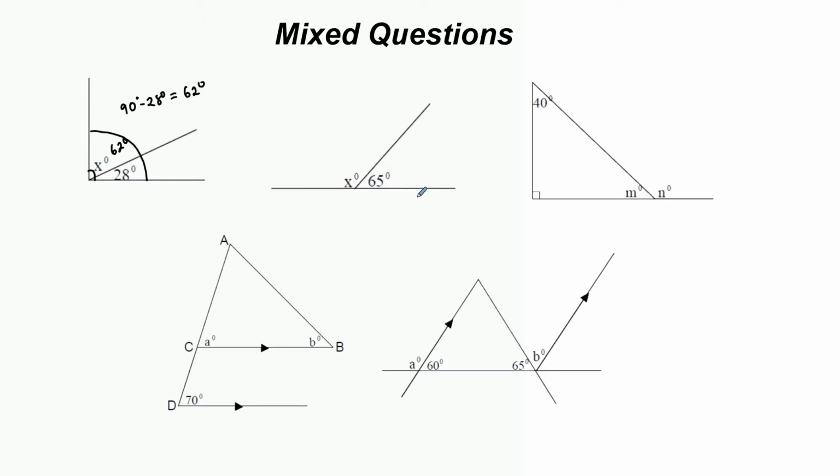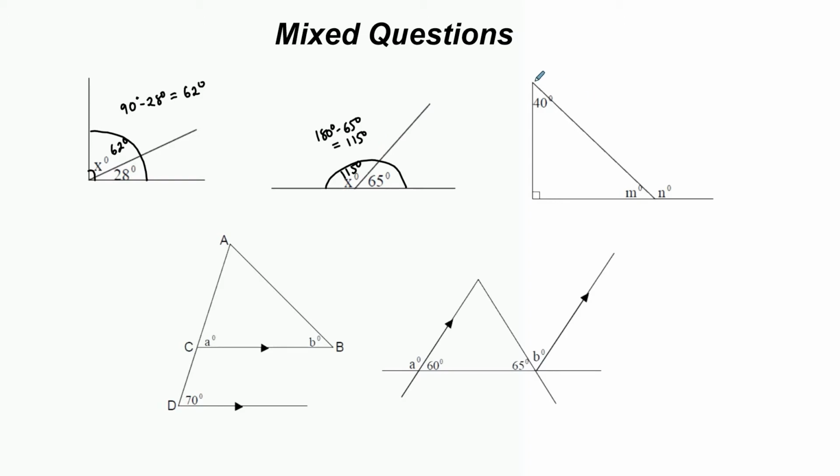This is your straight line angle, which adds to 180. So these two corners add to 180. This one is going to be 180 minus the 65 that we already have, which is 115 degrees. So this angle here, X, would be 115 degrees. Adding them together gives you 180 for your straight line angle.